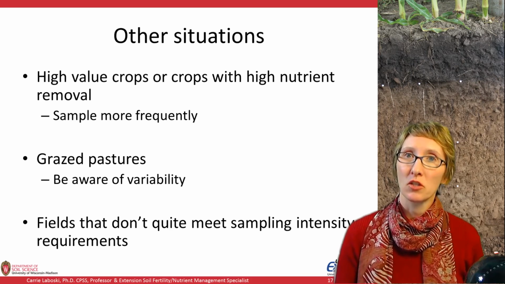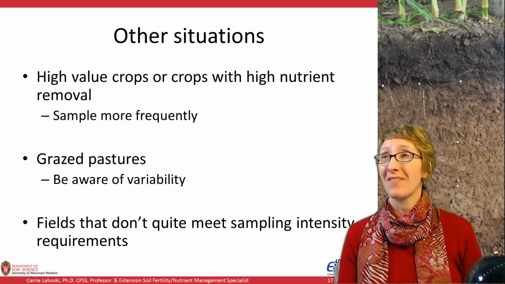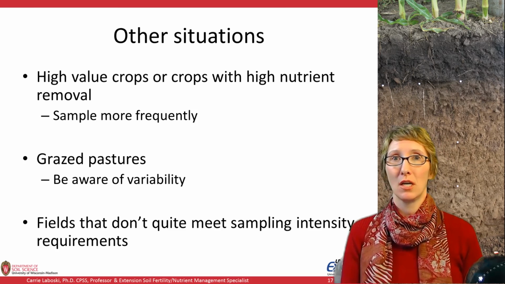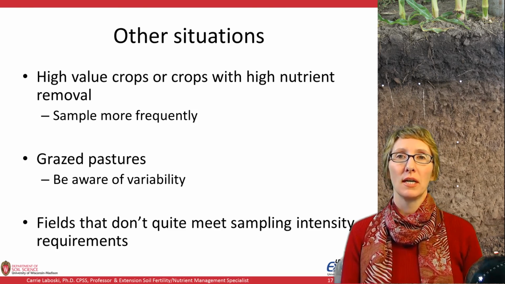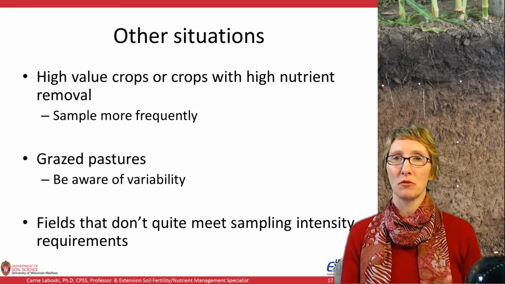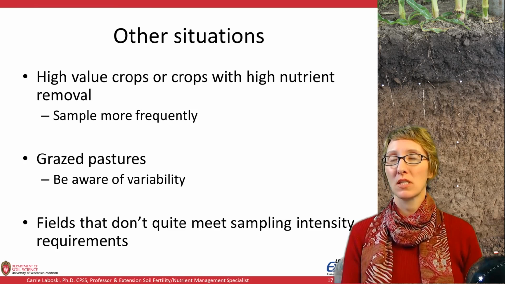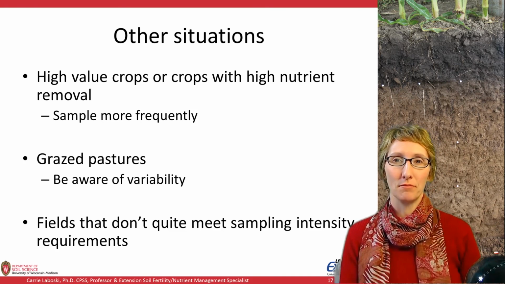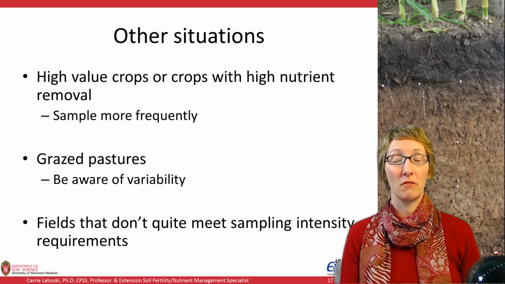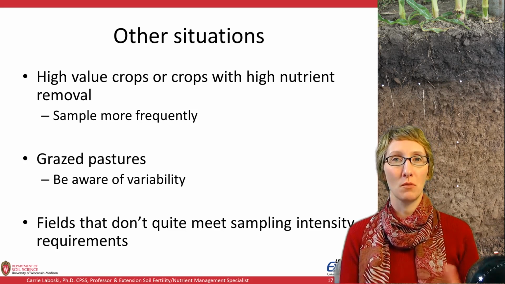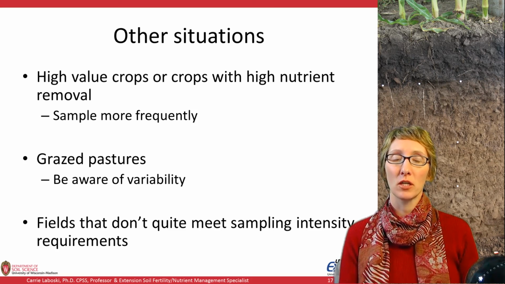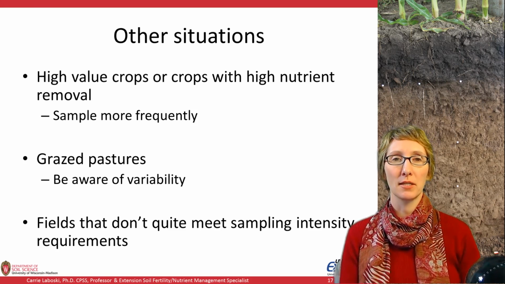Now, some other situations related to soil sampling. If you have high-value crops or crops with high nutrient removal, so high-value crops, maybe they'd be potatoes or sweet corn, alfalfa has high nutrient removal, corn silage. Maybe you want to be sampling more frequently because they're the higher value crops. They're very important. Soil testing's very cheap compared to the value of the crop, so you might want to stay on top of that more. And with crops that have high nutrient removals, soil tests might be changing a little faster than with others, so you might want to stay on top of that as well.